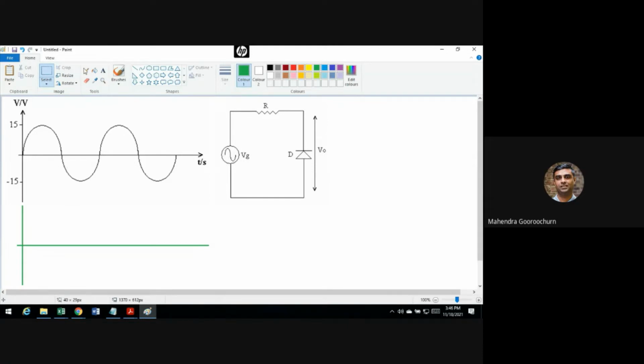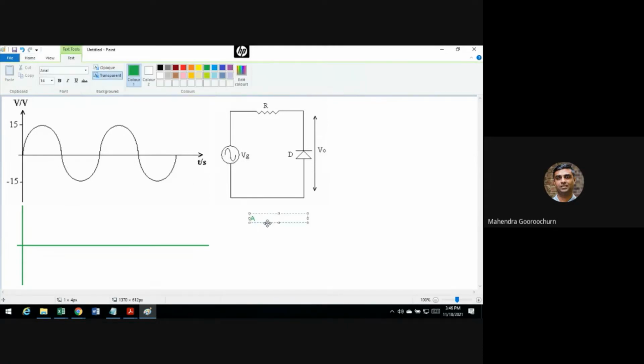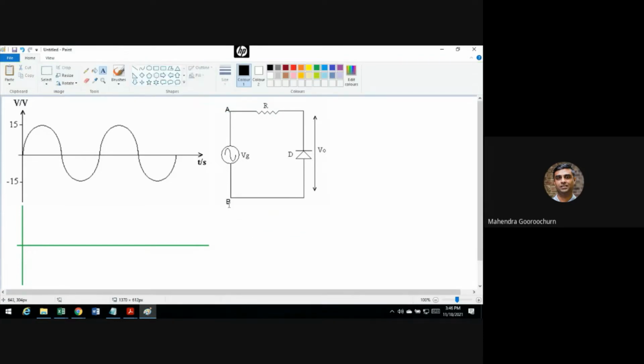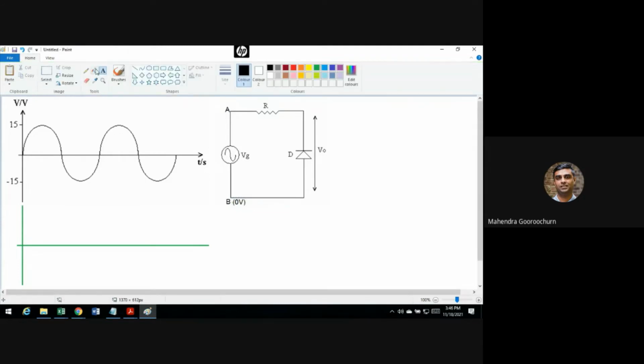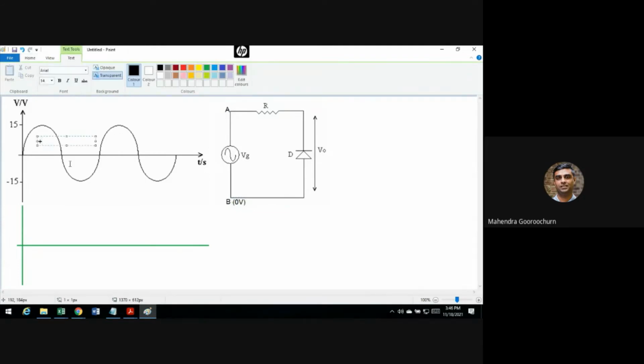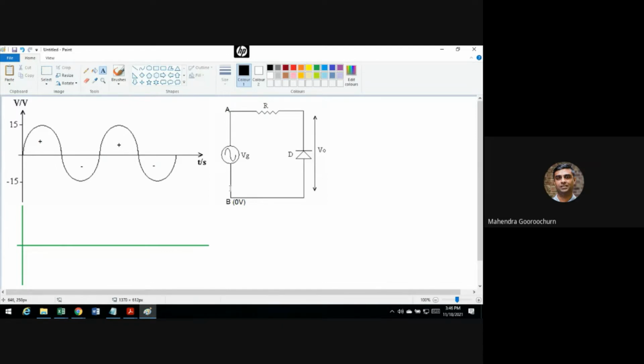Just like we did earlier, if that helps you, you can put some labels for your nodes. So let's assume this is A here, and this is B. Now next, we assume B to be always at 0 volts. Like I've said, this is one convenient way to deal with this. In the positive half cycle, your A is positive with respect to B. In the negative half cycle, your A is negative with respect to B. We assume B to be always at 0 volts.